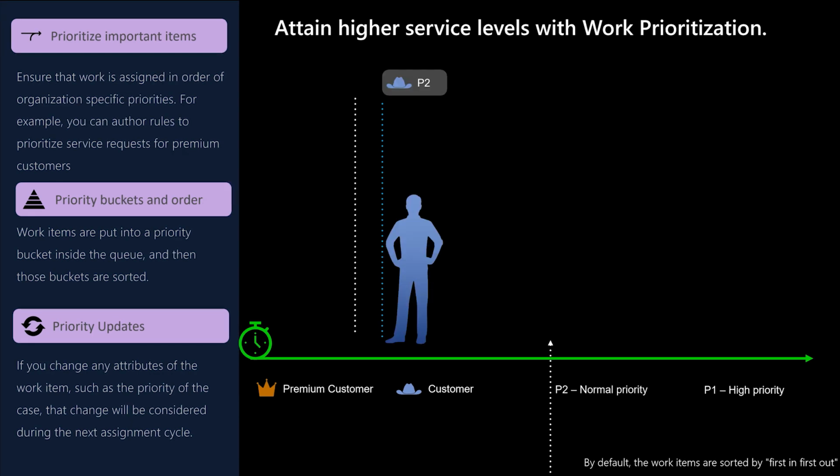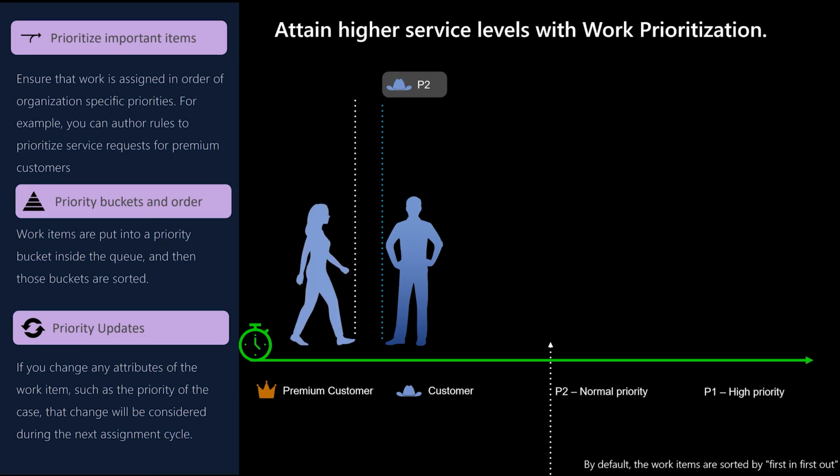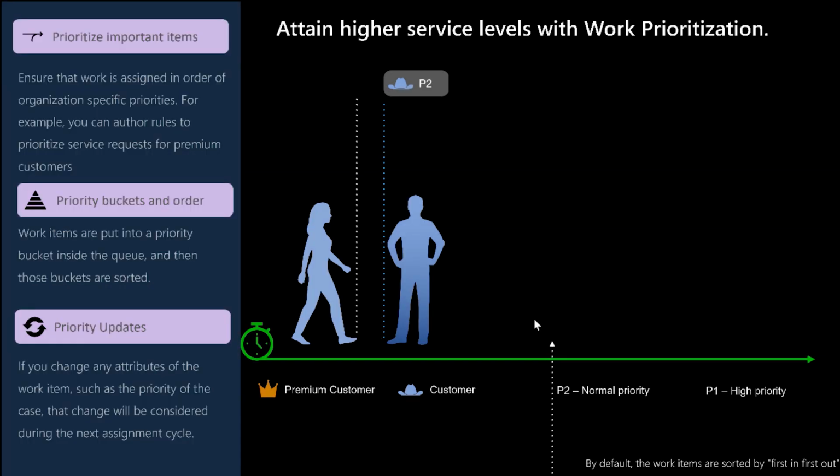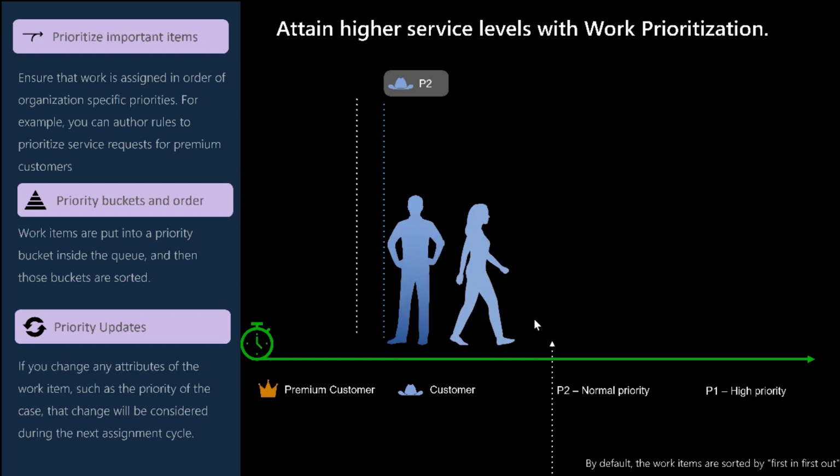At the beginning, a P2 case from a normal customer arrives and is queued up. A few minutes later, a P1 case from a normal customer comes in. Earlier it would have been queued up after the previous case. But, as it is higher in priority, it will be moved ahead in the queue.